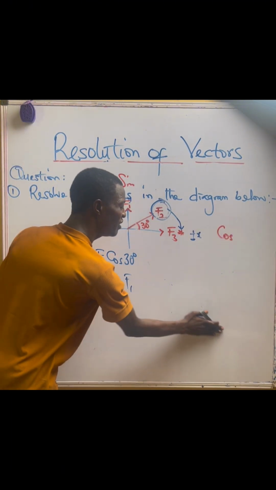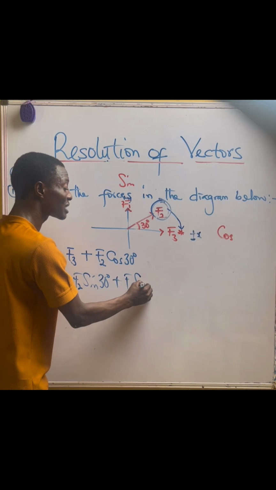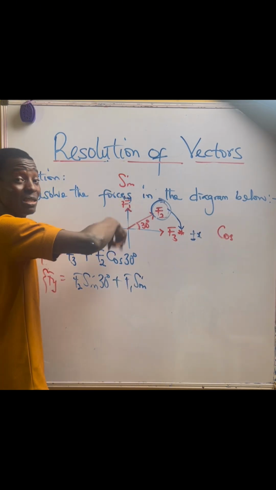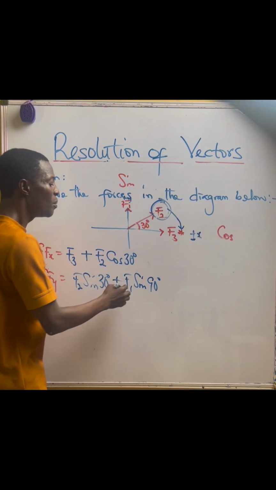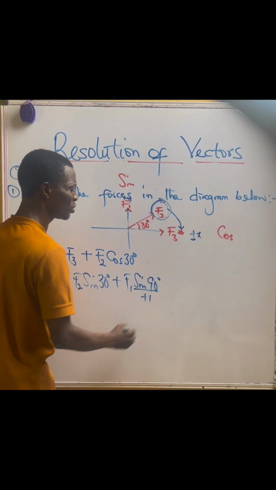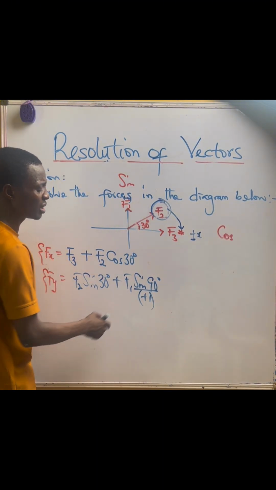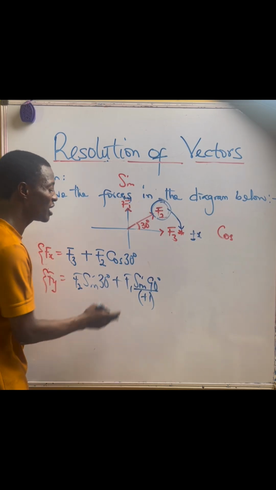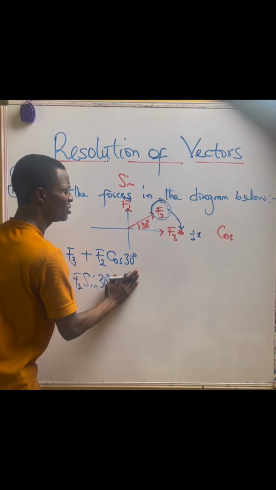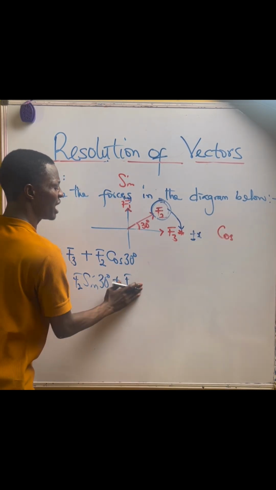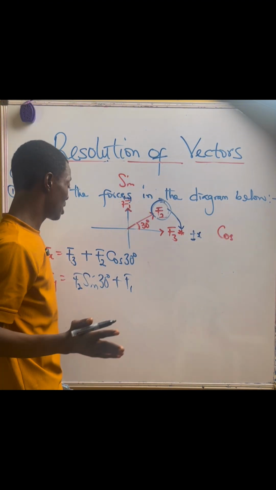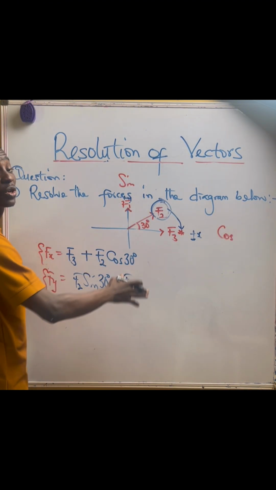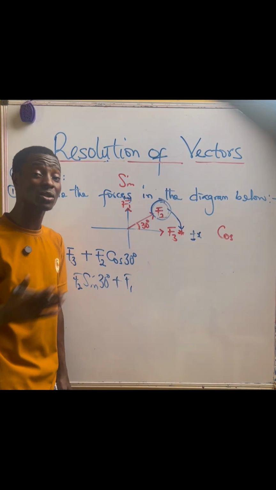Now, if you don't want to leave it like that, you can put your sine. There's a default angle here, which is 90 degrees, sine 90 degrees. But sine 90 degrees is still plus 1. So when you multiply plus 1 with F1, it's still going to be F1. So you can just leave it like this. Do you understand? It will still give you the same answer. All right, this is how to resolve a force whenever a question is given to you.